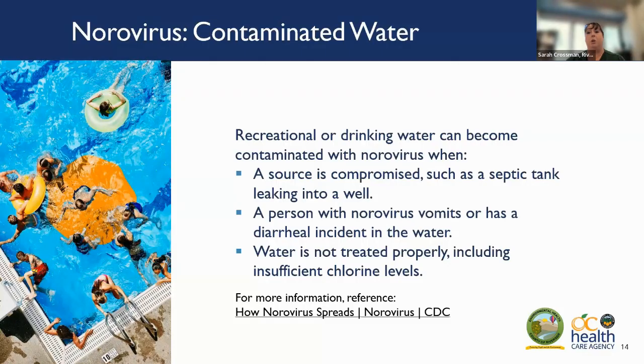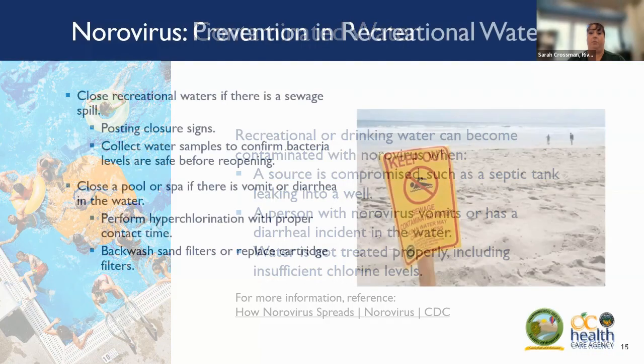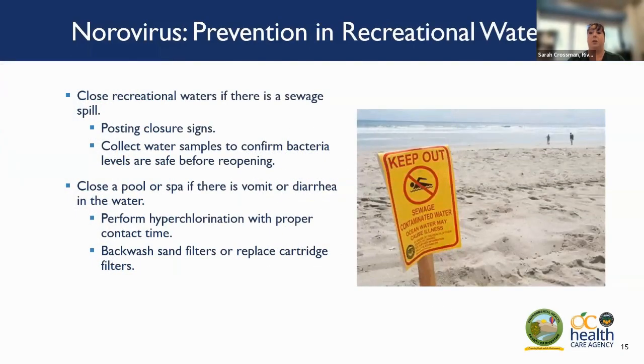Finally, water that is not treated properly can allow norovirus to survive. Pools that don't maintain adequate chlorine levels are especially at risk because chlorine plays a huge role in inactivating the virus. With these contamination risks in mind, it's important for facilities to know when and how to respond. Let's go over the key prevention steps for recreational water, including temporary closures during sewage events or after any vomit or diarrheal incident. When recreational water becomes contaminated, immediate steps are needed to protect public health.